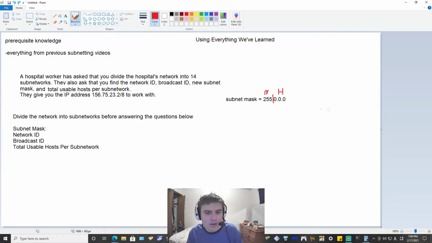Alright? So what this is going to look like is we are going to borrow 4 host bits from this octet, and we're going to make them network bits. So now the binary is going to look like this in our second octet. So now this octet right here that I'm highlighting is going to have the binary 11110000. Alright, because we borrowed 4 host bits. Remember, host bits are your zeros, network bits are your ones. So we borrowed 4 host bits and gave them to network bits. So that is how we divide. So now we basically divided this network into 16 networks.